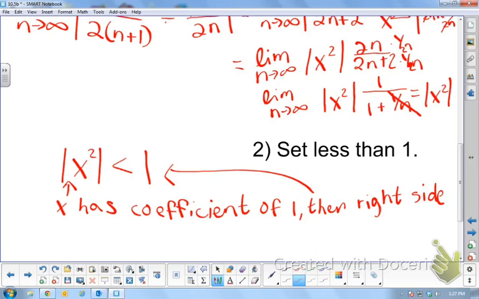If that had said 2x squared, we'd have to divide both sides by 2 first, and then say the radius of convergence is 1/2. If there is a coefficient out front, we have to take care of it and make this a coefficient of 1, which again we practiced in section 10.4.